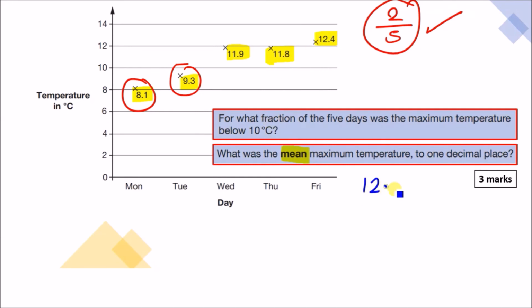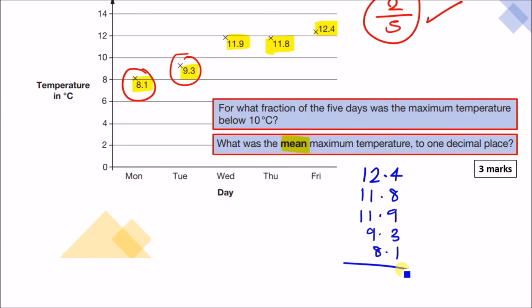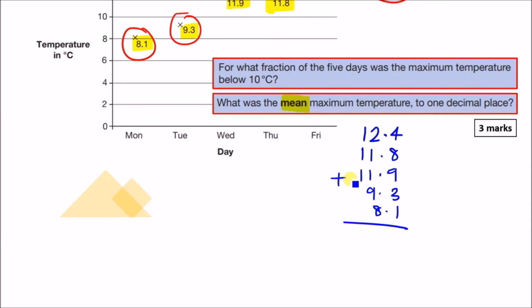You've got 12.4 plus 11.8, okay, 11.9 there, plus 9.3 and 8.1. It doesn't really make a difference, but it's good to do in order. Personally, these 2 should be the other way around. So adding these numbers carefully, we should get the following.